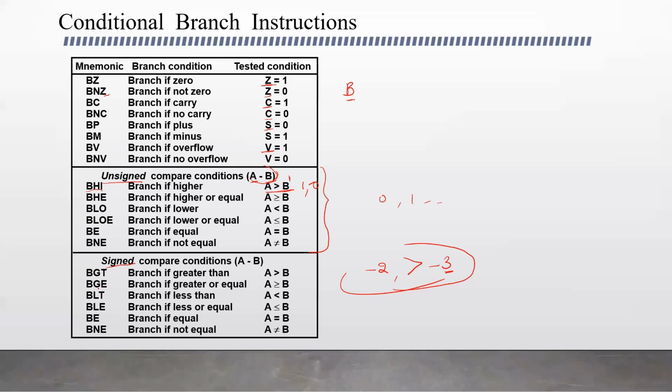And BGE is greater than or equal, BLT for less than, BLE for less than or equal. These are the same as the previous ones for unsigned numbers: BE for branch if equal, BNE for branch if not equal.